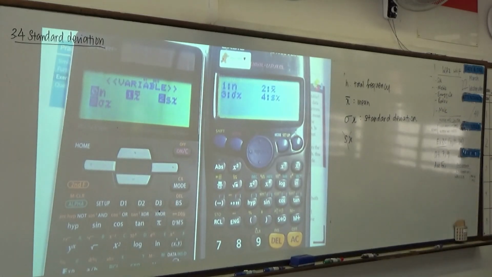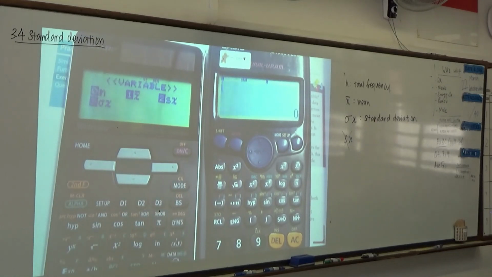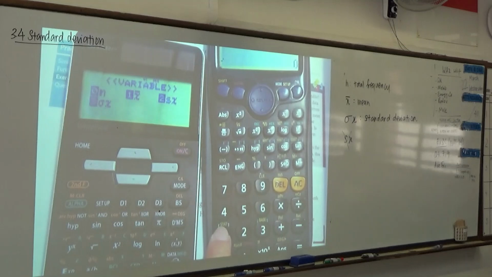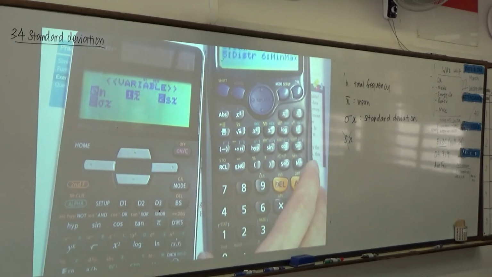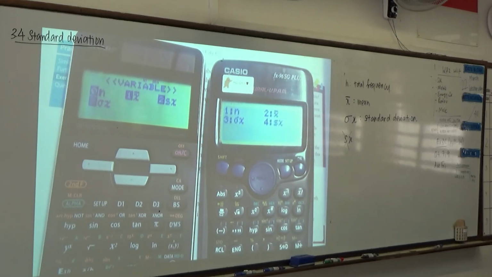So go to the main page, press the AC button. Then you press Shift, number 1 button, because there is a stat on top. Stat for statistics. Press number 1, then go into number 4, variance.